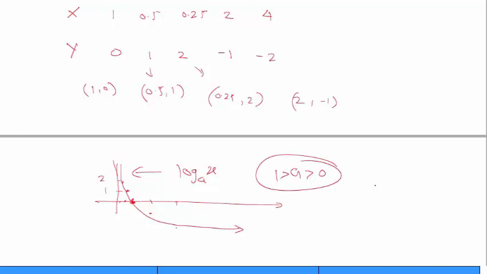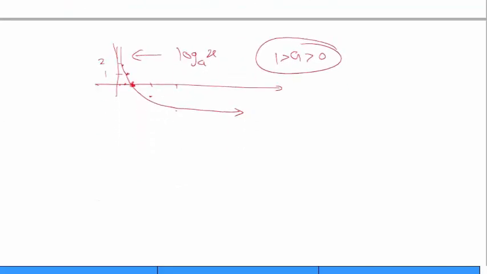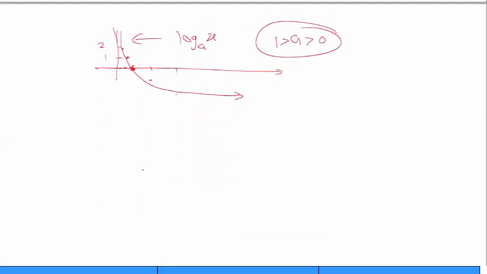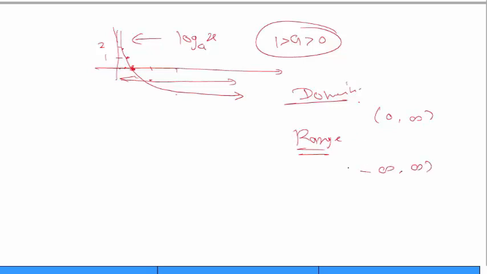Always remember, for any logarithmic function graph, you first have to see what its base is: is it between 0 and 1, or greater than 1. Now in this case also you can find the domain and range. Domain is all possible values of x, so this graph is defined between 0 to infinity, and its range is again minus infinity to infinity, that's R. Let's proceed further. We'll talk about certain properties of logarithmic functions, which is a very important concept.